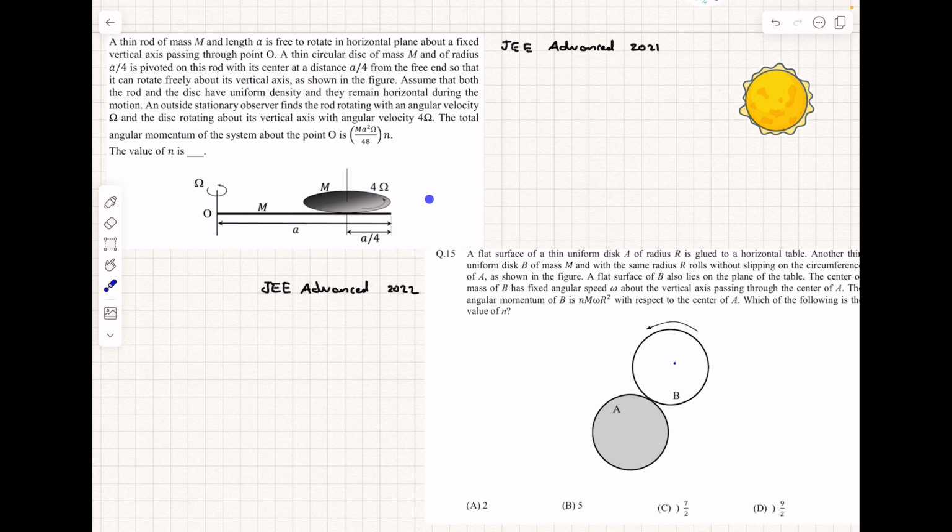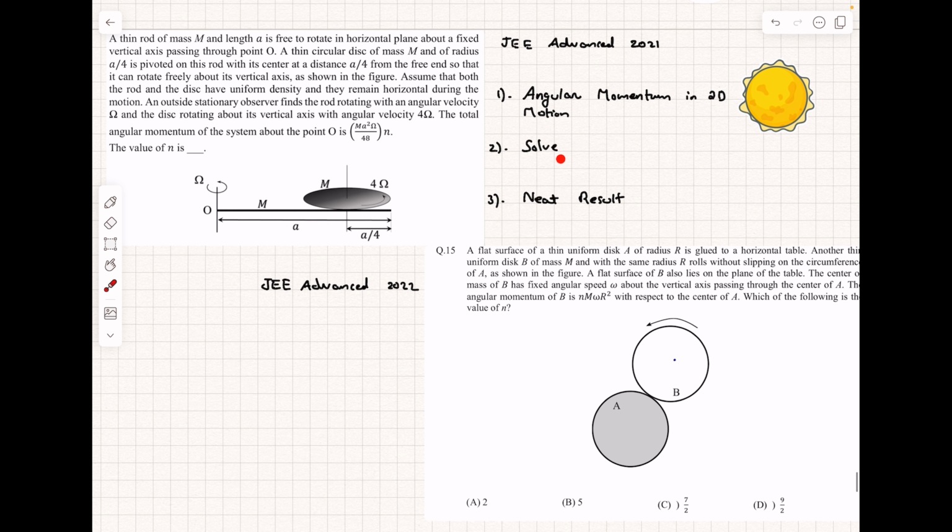Welcome back everyone. In today's video, we are going to be discussing these two previous year problems that fall under the same topic of angular momentum of an object undergoing general planar motion. In the starting of the video, we're going to discuss how to write the angular momentum of a body about a particular point when it's undergoing general planar motion. And after that, we're going to solve these two problems.